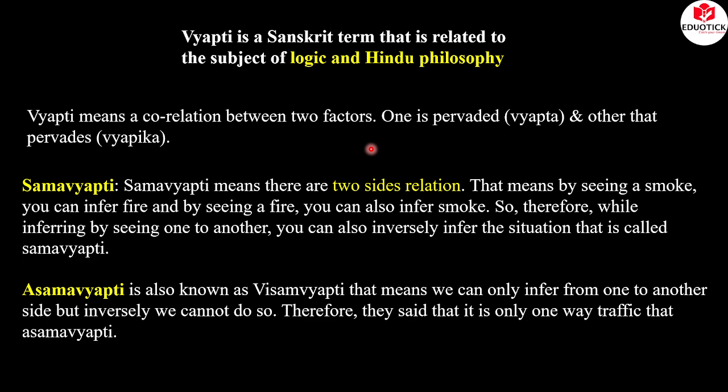The other is Asamavyapti, which is also known as Visamavyapti. It means we can only infer from one side to another, but inversely we can't do it. Therefore, they say that it is one-way traffic. In Samavyapti, inversely it is also true, but in Asamavyapti inversely it is not true. Only from one side can we infer that thing.